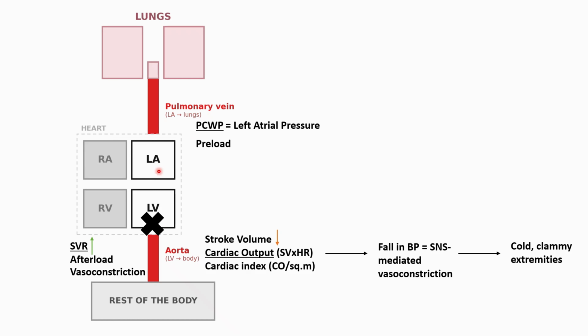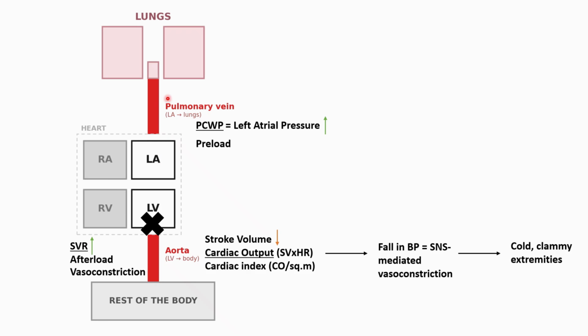So what happens to PCWP? PCWP is essentially equal to left atrial pressure. For all intents and purposes, for the USMLE, PCWP equals left atrial pressure. So when you build a dam across the left ventricle, left atrial pressure rises, so PCWP rises. Very good. So how does this affect the pulmonary vein and the lungs? Now, if left atrial pressure rises, what happens to pulmonary vein pressure? It also rises. Blood is being backed up into the left atrium.